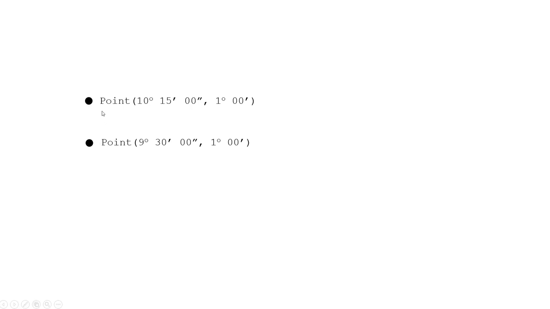Now, of course, this is just one straight line. So what I could do is move this point to 9 degrees, 30 minutes, 0 seconds, and a latitude of 1 degree. Excuse me, I mean a longitude of 1 degree. And I'm here doing the YX version.